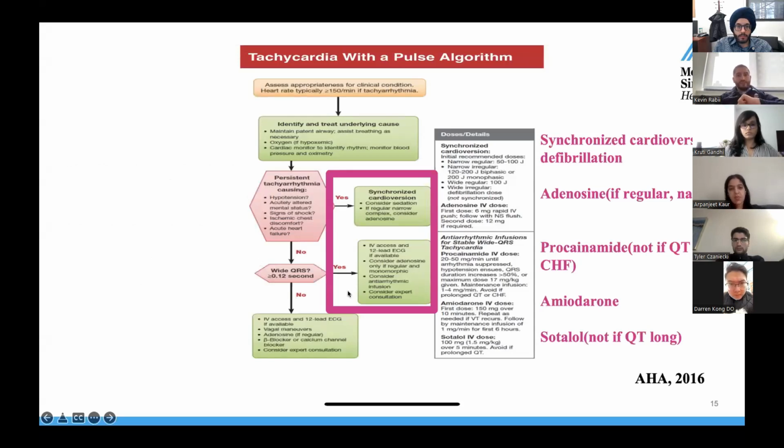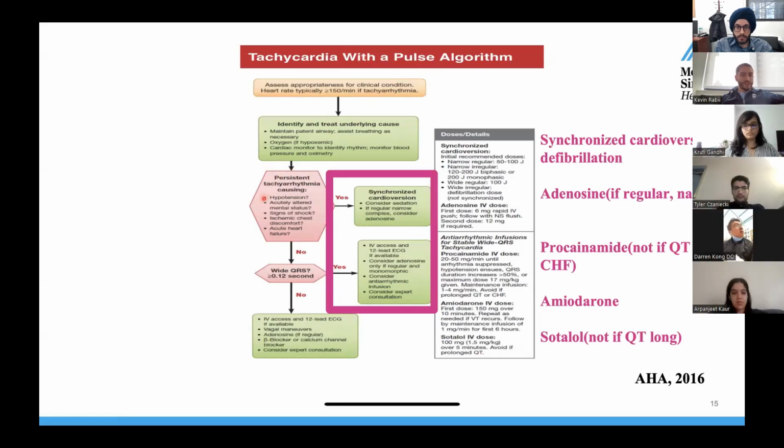And here we see our ACLS algorithm. This is out of AHA from 2016. I'll just go through this very quickly. So basically, this is tachycardia with a pulse, so we're not immediately shocking. We have persistent tachyarrhythmia causing any of the following: hypotension, altered mental status, chest pain, CHF, and so forth. If you answer yes to these things, you consider cardioversion, which can be either synchronized or asynchronous, which is also known as defibrillation.